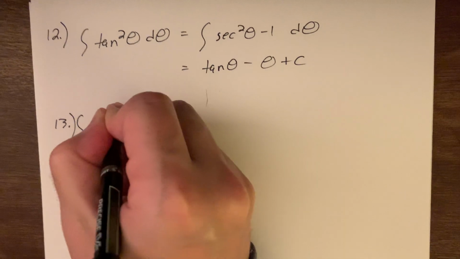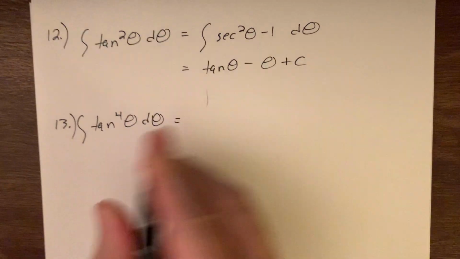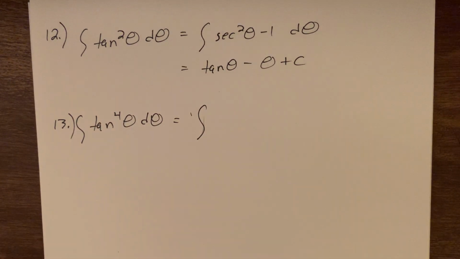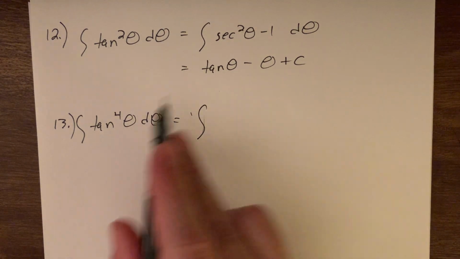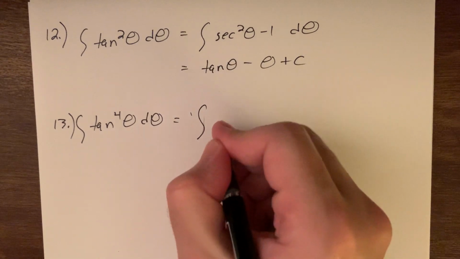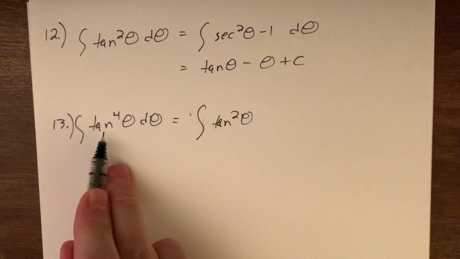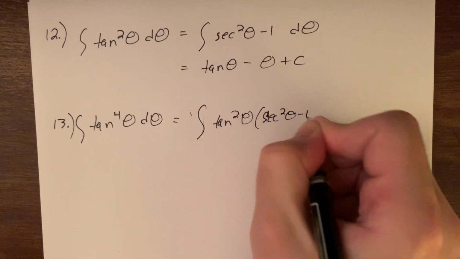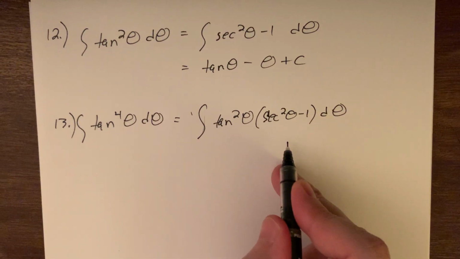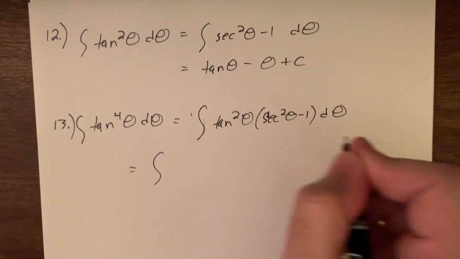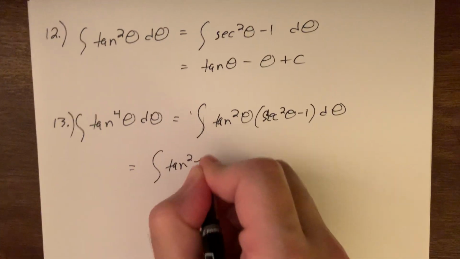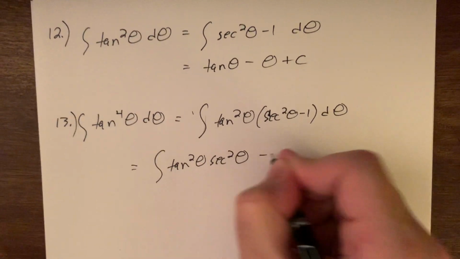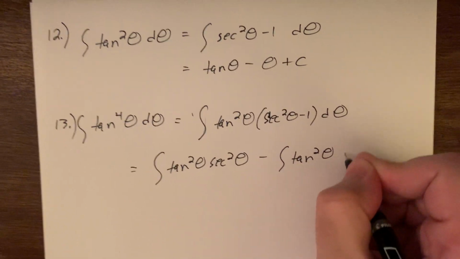If it was tangent to the 4th power, well, try it once. Before we just substitute everything, we shouldn't try and make massive manipulations. Let's try and manipulate little bits. So instead of just doing this identity twice, which actually wouldn't work, let's start off. Tangent to the 4th is tan squared times tan squared. The second tan squared, I'll apply that identity. Now if I multiply that out, I'd get the integral of tan squared secant squared minus the integral of tan squared.